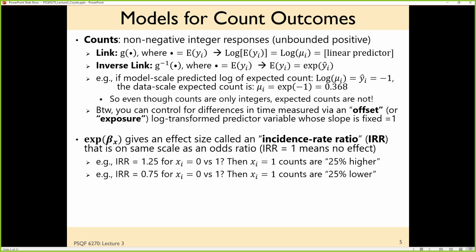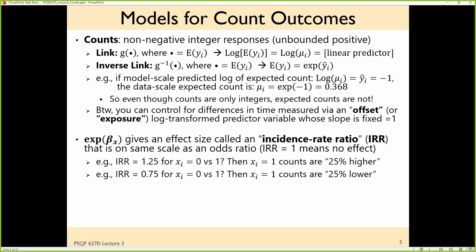If I have a slope that is negative, what is the possible range of my IRR then? What range would negative slopes go with? 0 to 1. If I have a slope of 0, what does that translate into in an IRR? 1. What if I have a positive slope? What does that translate into?